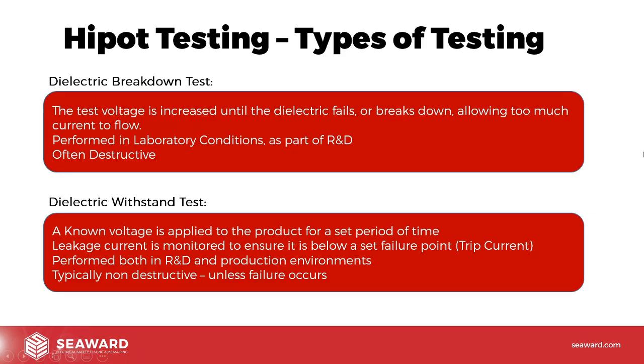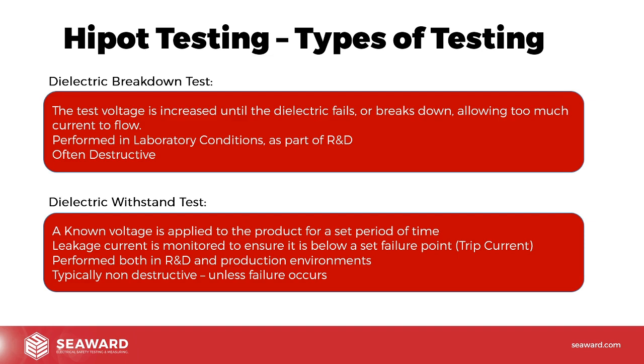So the term Hipot is typically used quite generally across any kind of high voltage test, but there are two types of tests that are more applicable to being known as a Hipot test. The first one is our dielectric breakdown test. Now, this one typically isn't performed on production lines, and we'll cover why that is. And the one we're going to talk about mostly today is the dielectric withstand test.